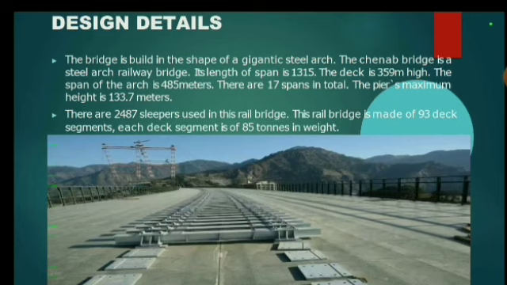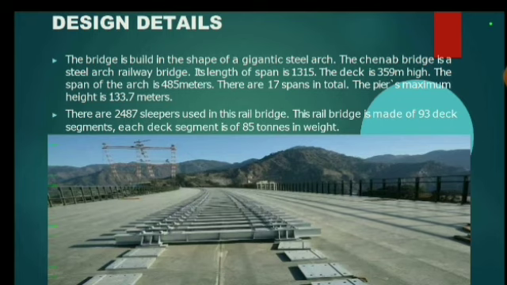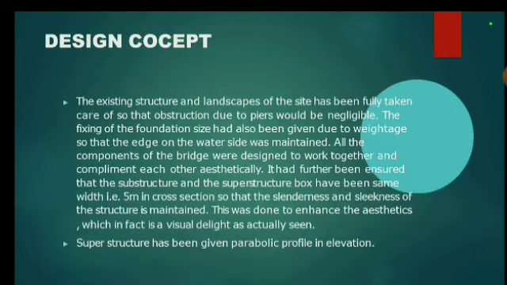The Chenab Bridge is a steel arch railway bridge. Its length of span is 1315 meter. The deck is 359 meter high. The span of the arch is 485 meters. There are 17 spans in total. The pier's maximum height is 133.7 meters. There are 2,487 sleepers used in this rail bridge. This rail bridge is made of 93 deck segments. Each deck segment is of 85 tons in weight.